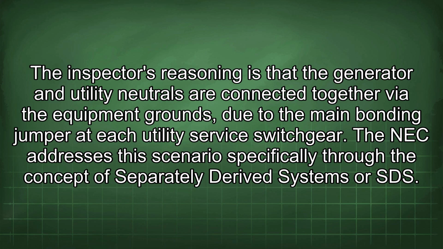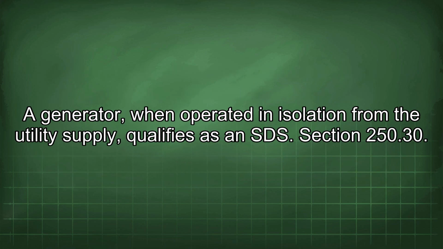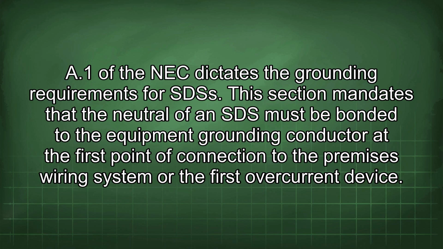The NEC addresses the scenario specifically through the concept of separately derived systems, or SDS. A generator, when operated in isolation from the utility supply, qualifies as an SDS. Section 250.30 of the NEC dictates the grounding requirements for SDS. This section mandates that the neutral of an SDS must be bonded to the equipment grounding conductor at the first point of connection to the premises wiring system or the first overcurrent device.